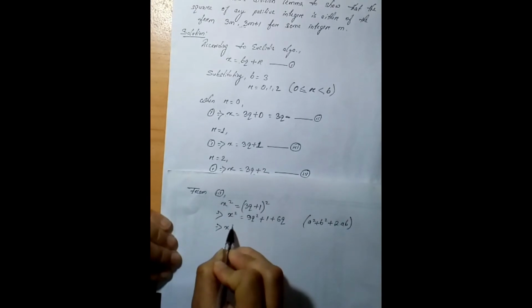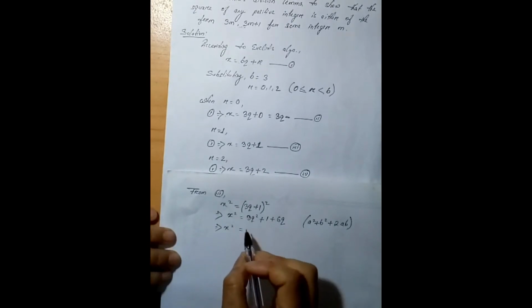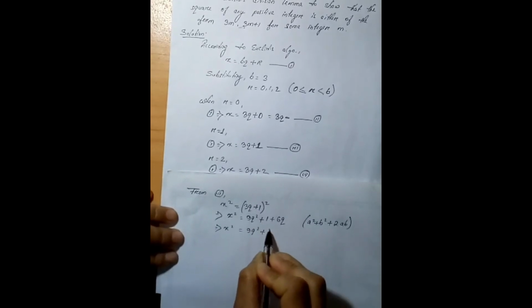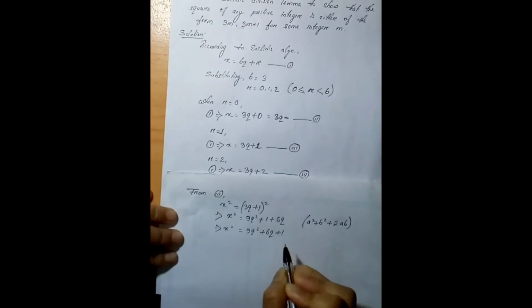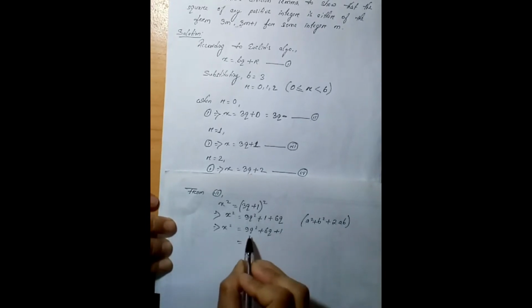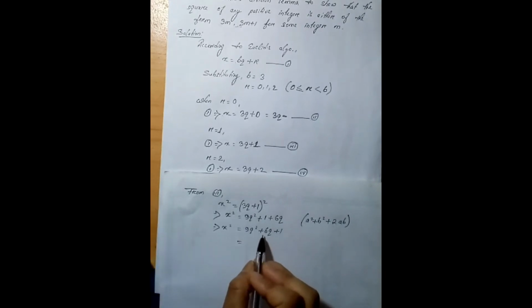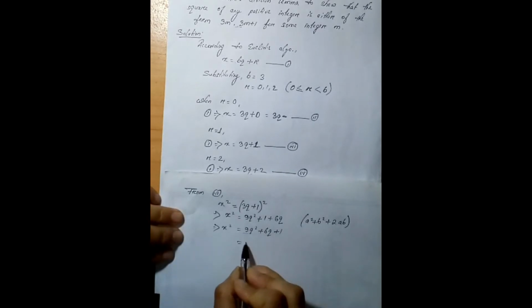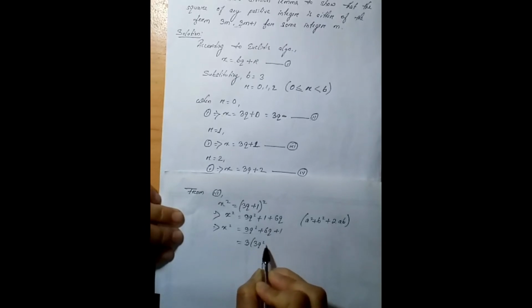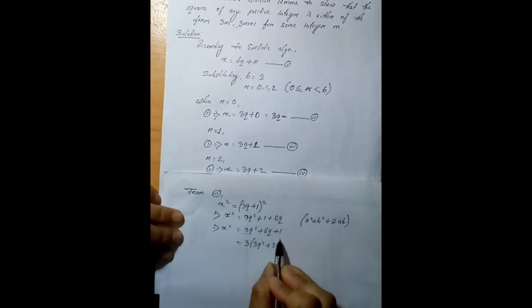So next we will proceed. 9q square plus 6q plus 1, and here we can take some common. The common from these two numbers will be 3. We can take 3: 3 times 3 is 9, so 3q square plus again here 2q, isn't it, plus 1.